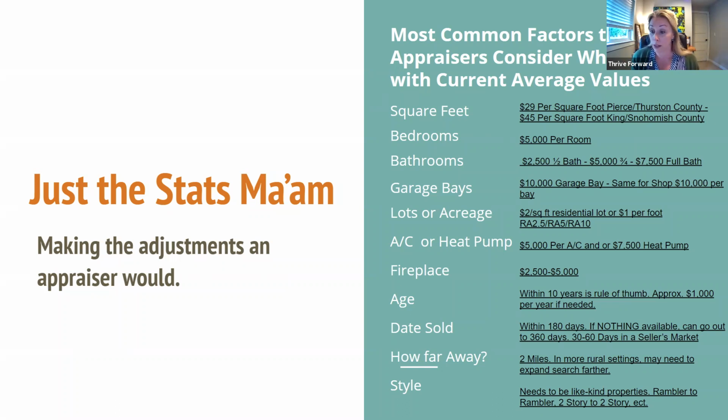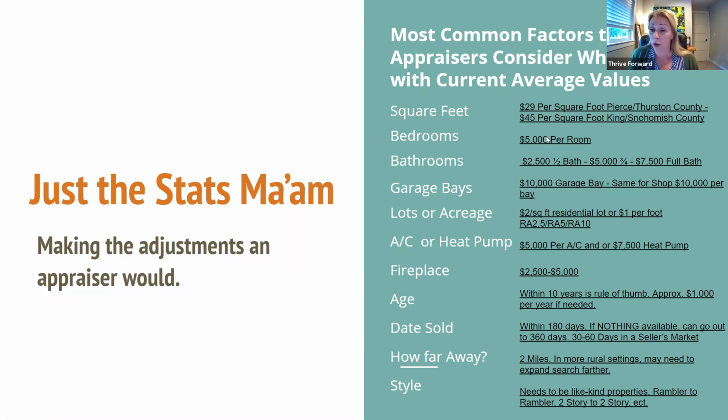I'm in Enumclaw, so Buckley sometimes has a higher square footage, like Tapps, where it's Pierce County but it feels like King County, around that Auburn, Lakeland Hills, Lake Tapps area. They really do have a lot of times $45 a square foot because they're right on the border. Does anyone have any questions on that? We'll show you how to use this information too, so don't worry about that.